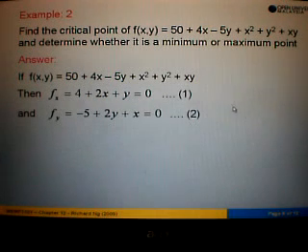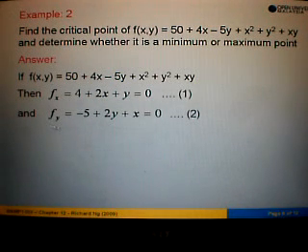Next we do the same for fy, which means we differentiate, compared with y. Here there's no y, we ignore. Here there's no y. Differentiate negative 5y will give us negative 5. X squared doesn't have y, so we ignore. Differentiate y squared will give us 2y. And finally, differentiate xy will give us x. So equals 0, equation 2, let's say.